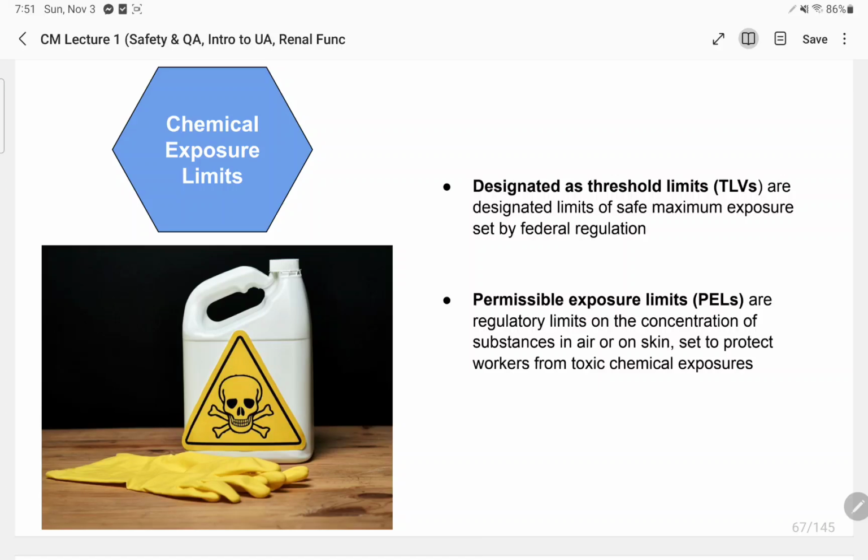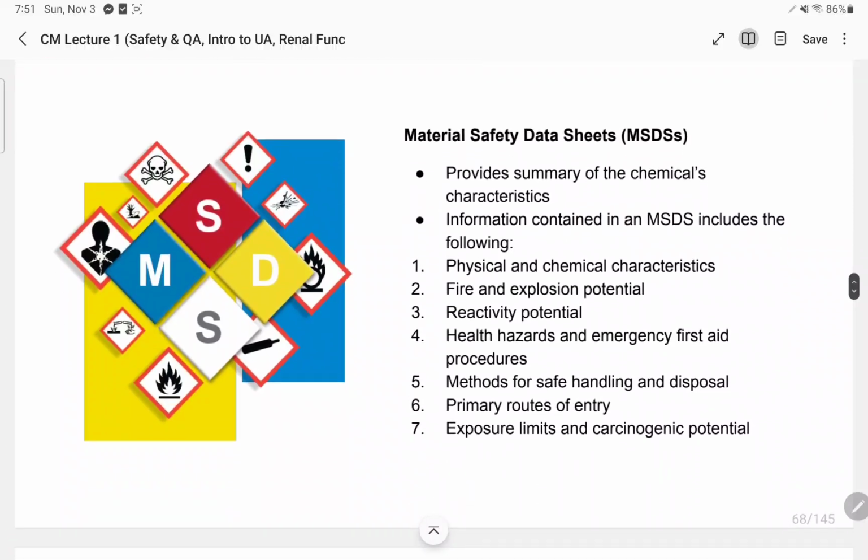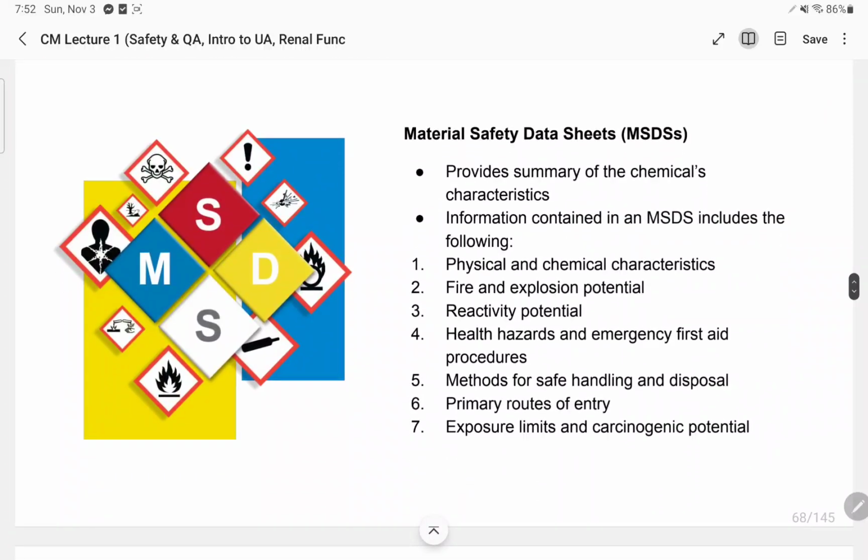Okay? So, mao na siya. Okay, so material safety data sheet, so it provides the summary of the characteristics of the chemical. So unsa man ang mga information na makita sa MSDS? So what are the physical and chemical characteristics sa imong chemical? Unsa ang potential niya maka-cause of fire and explosion? Reactivity, potential mo-react ba siya, naay kanang violent reaction? Okay? Sure. So naa pud siya health hazard, okay?